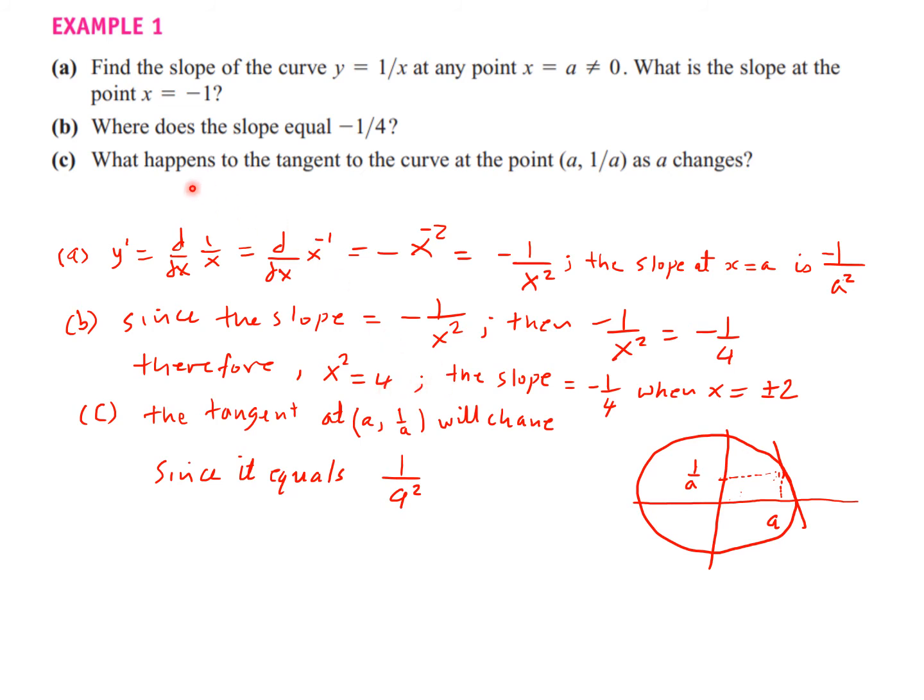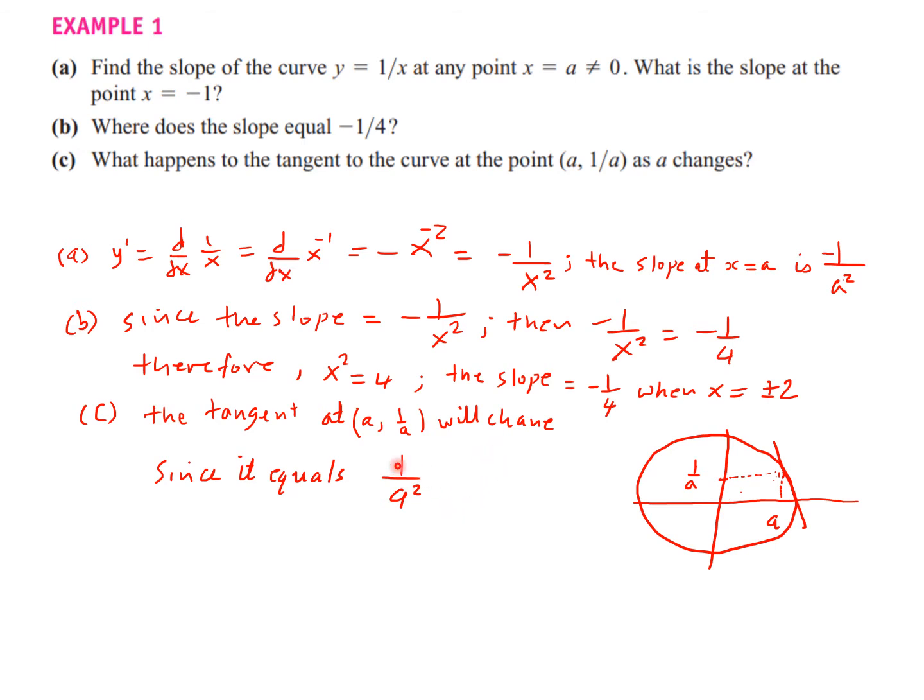The third part: what happens to the tangent to the curve at the point a comma 1 over a as a changes? The tangent at a comma 1 over a will change since it equals 1 over a squared. If you change a, it's going to change the tangent. However, it will not change under one condition: if you change x to be y and y to be x. If you put 1 over a as the x coordinate and a as the y coordinate, then it will not change if a changes. That's it.